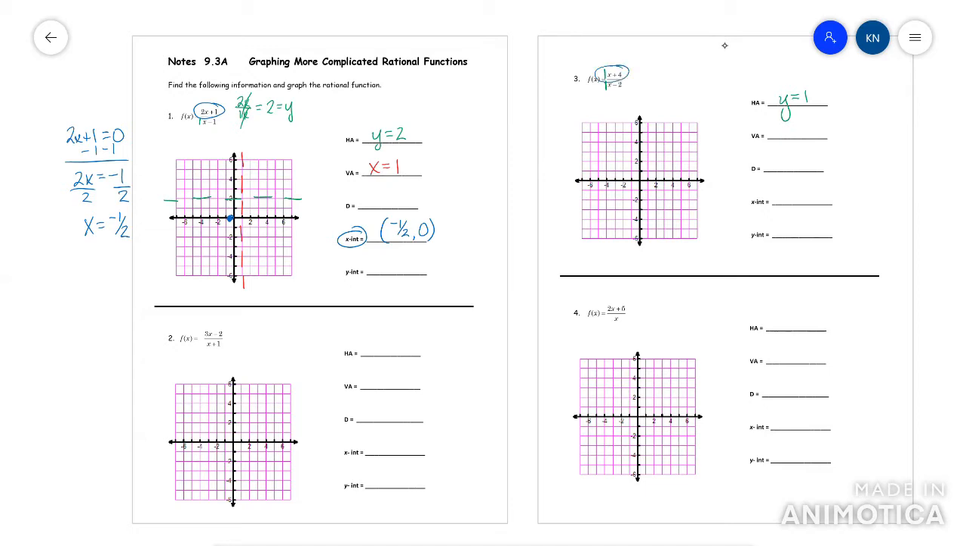So like for this one over here, it would be like x plus 4 equals 0. Subtract 4. I know I have an X-intercept at -4 comma 0. That's all I was trying to say.